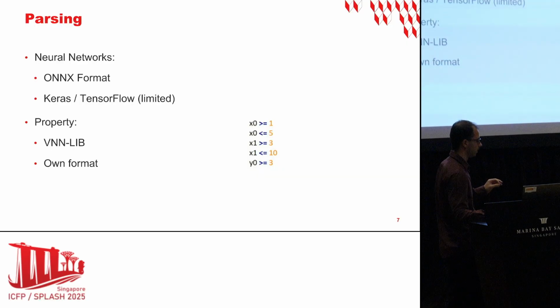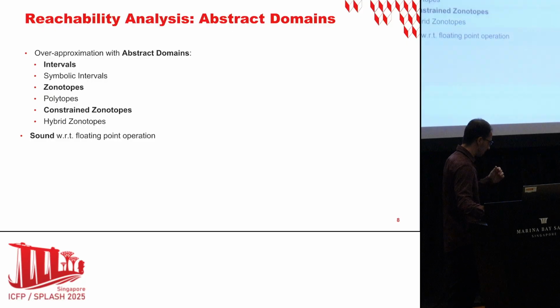Some operations are slightly modified to improve the efficiency of the verification later. And same for the property. There is one kind of format for the property. This is called the VNN-COMP format. We also designed our own format for simplification to define a property, which is just X for the input and Y for the outputs.